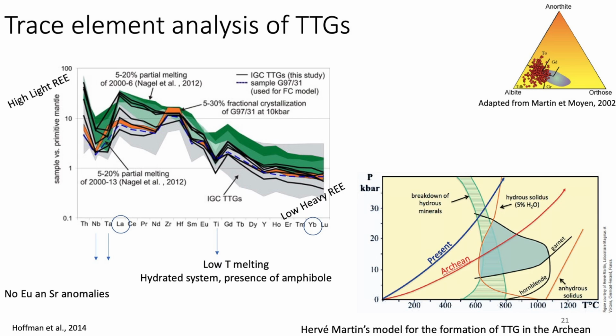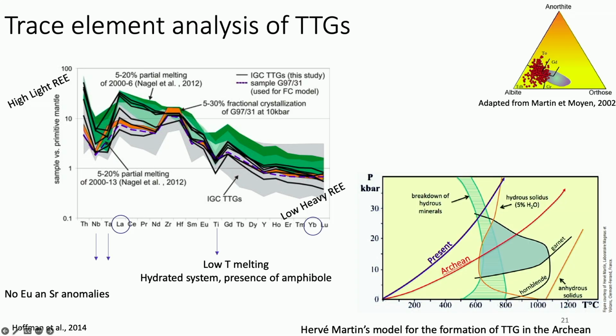That's the model for the formation of the TTGs, and this model is due to Hervé Martin. Also in terms of mineralogical composition, I said that those rocks are poor in potassium. Here you have the feldspar, anorthitic, rich in calcium and aluminum. You have the orthoclase here that's rich in potassium, and this one is rich in sodium. All the TTGs, whether tonalite, trondhjemite, or granodiorite, plot on this diagram, so they are depleted in potassium. And they are the signature of a process that only happens if there is hydrous melting of the rocks.